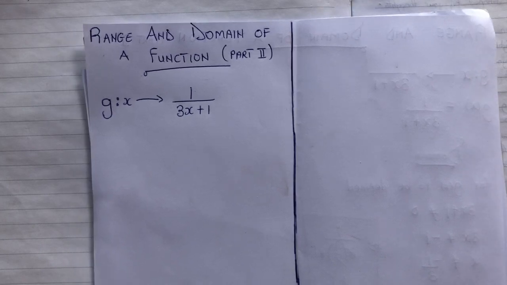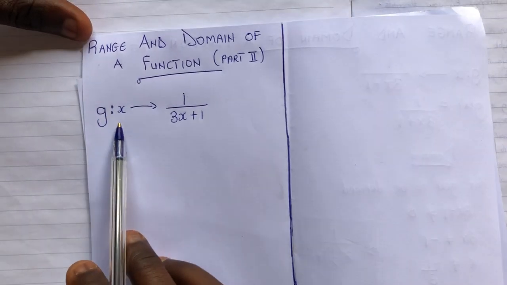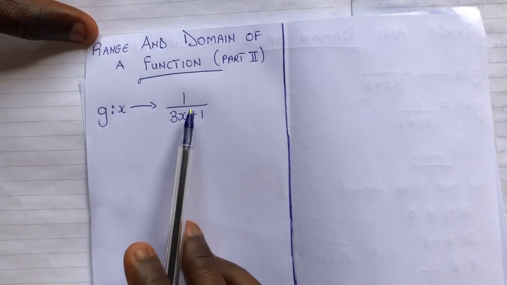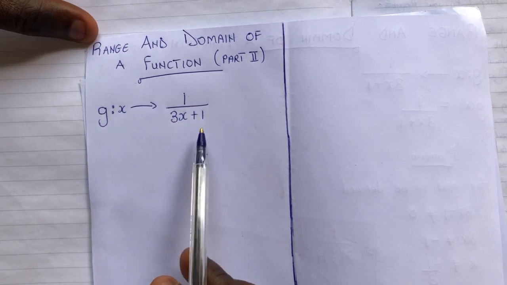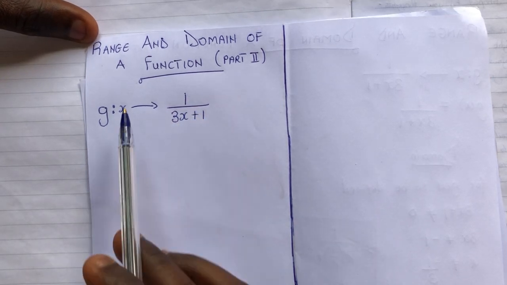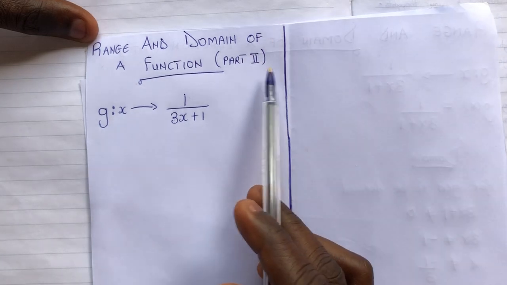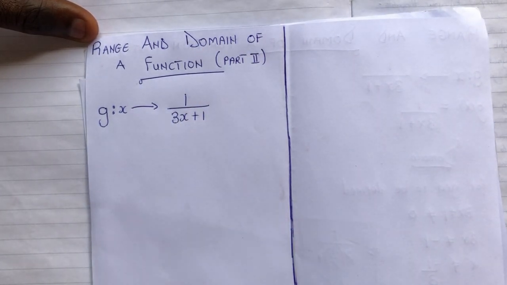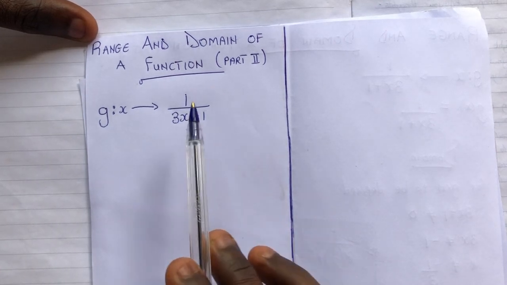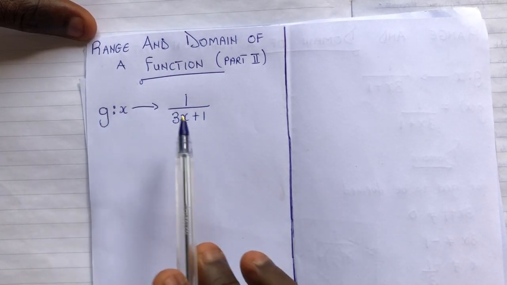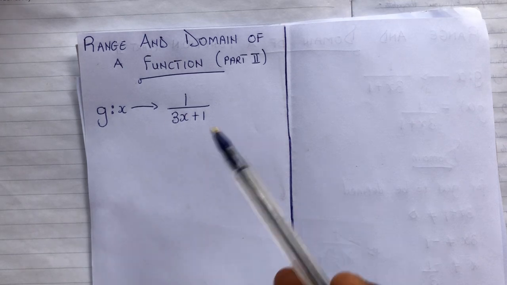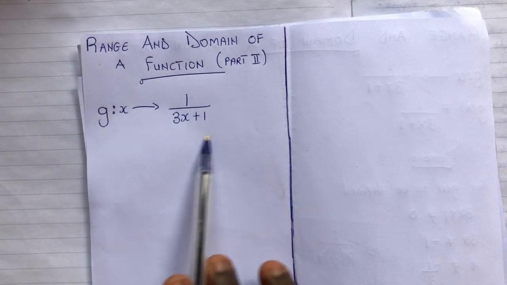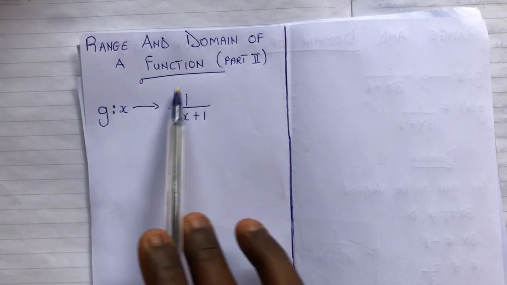So in this video, we have g of x mapping to 1 out of 3x plus 1, and we are told to find the range and then the domain. In the previous video, first let's talk about the domain. We learned that the domain is the possible values of x that will make the equation defined.